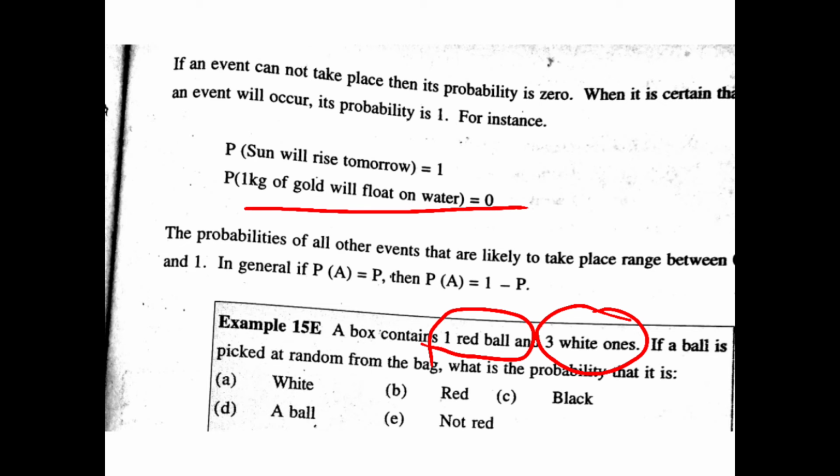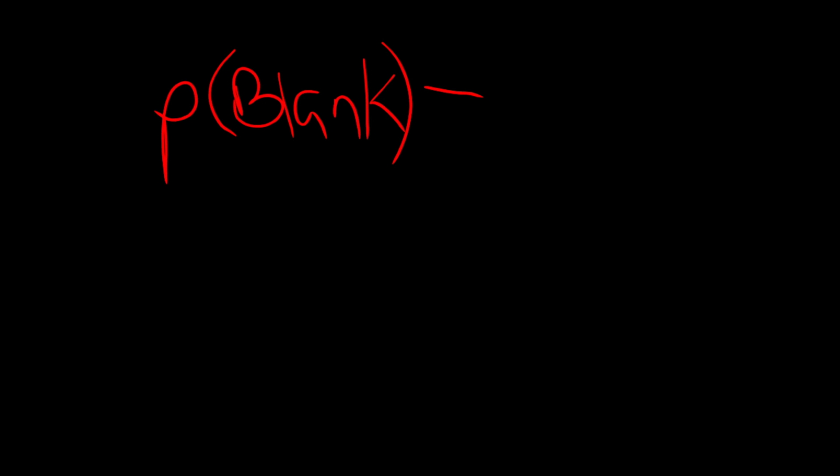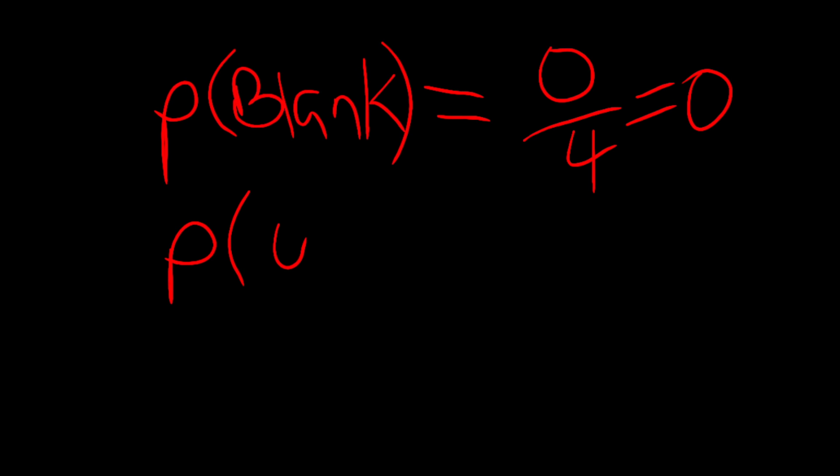Let's look at C. What is the probability of us picking a black ball? Probability of picking black is equal to, what is the favorable outcome? How many black balls do we have in the box? 0. We do not have any black ball in the box. Over the total balls in the box, which is 4. This will give us 0. So the probability of picking a black ball is 0.